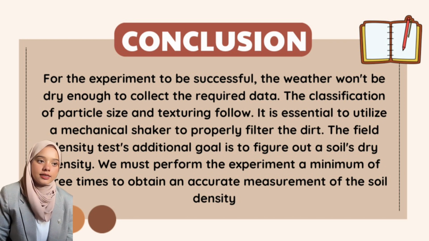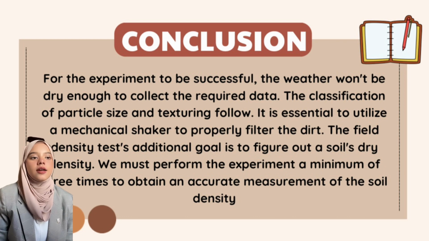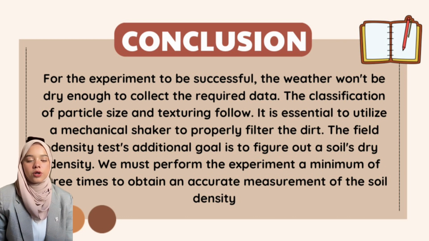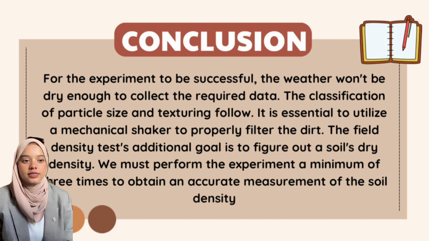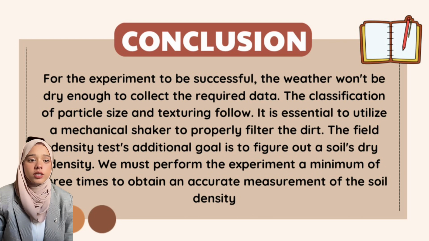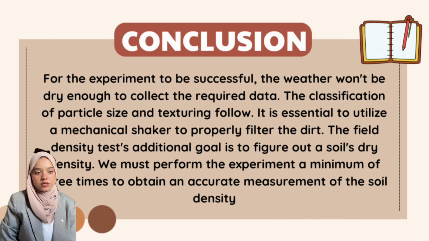The density that can be attained for any soil with a specific quantity of compaction work relies on the moisture levels. The soil must be compacted to nearly saturation, where virtually all the air is forced out, in order to get the maximum dry density at very high moisture levels. The soil particles interact with one another at low moisture contents, therefore adding more moisture will allow for higher bulk density, with the peak density where these impacts start to be offset by the soil saturation. For the experiment to be successful, the weather won't be dry enough to collect the required data.